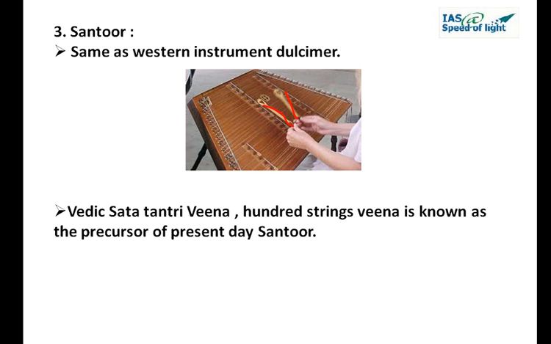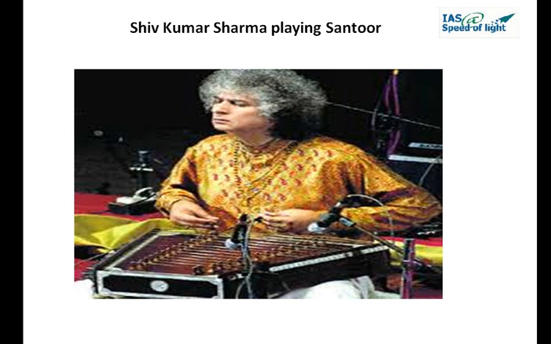Another important name, Vedic Shata Tantri Veena, which means 100 strings Veena. So there is a mention of the 100 strings Veena in the Vedas. That Vedic Shata Tantri Veena is known as the precursor of present day Santoor. So this is Santoor, played with the help of some bows or horns, and this person is Shiv Kumar Sharma. He's famous for Santoor. Okay, so the face you should remember is Shiv Kumar Sharma.